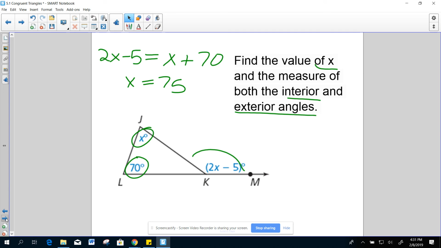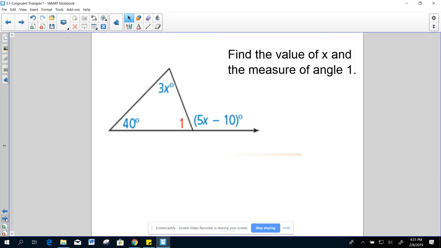From here, let's do another example. We are going to do the same thing. We'll notice that our two interior angles should sum to our exterior angle. For this one in particular, we should get x to be 25, and we would get our interior angle to be 65.